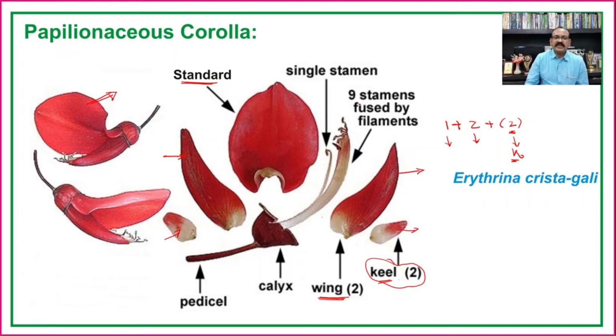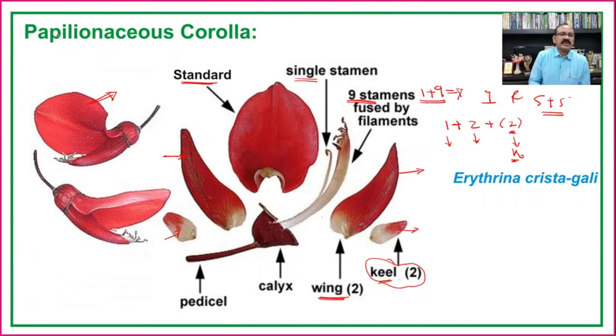And in Papilionaceae, many times there are 9 stamens plus 1 stamen free. So here the 1 plus 9 condition of the stamen is present, though in some plants there are only 9 stamens, and in some plants there is a 5 plus 5 condition also. So that depends upon the type of the plant.